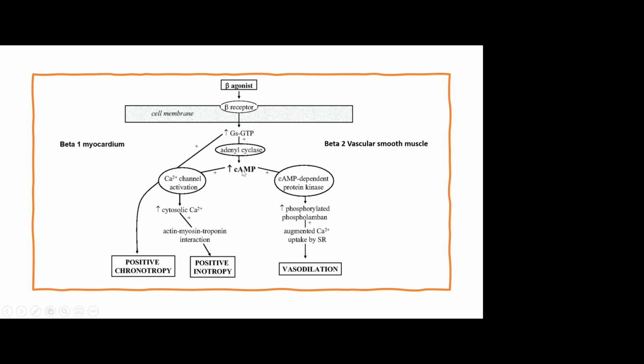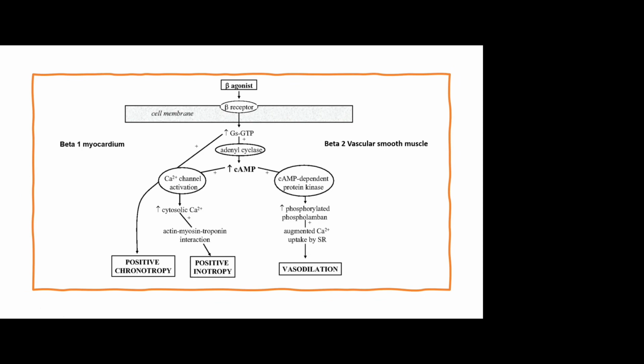At the same time, they also activate the cyclic AMP secondary messenger system. This results in activation of calcium release from the sarcoplasmic reticulum, resulting in an increased calcium level in the cytosol and positive inotropicity. So all this is happening in the beta-1 receptor-related myocardial effect. Whereas if the same thing happens in the beta-2 receptors of the vascular smooth muscle cell, that results in augmented uptake of calcium into the sarcoplasmic reticulum, which results in vasodilatation.